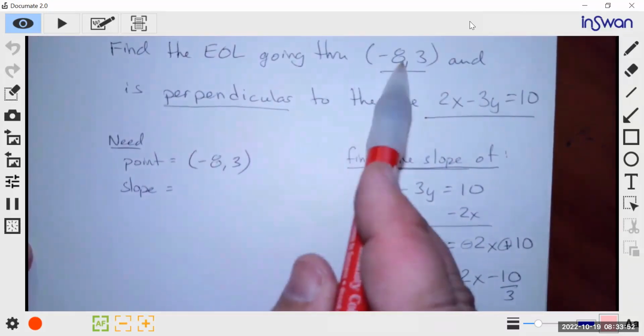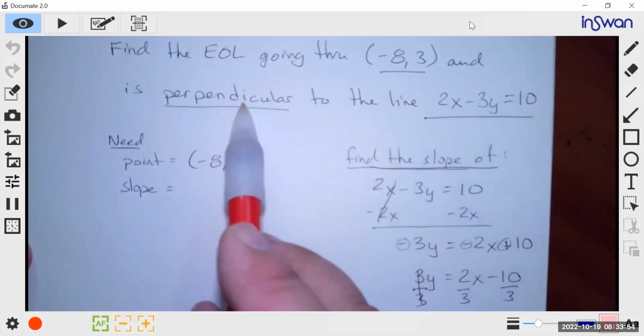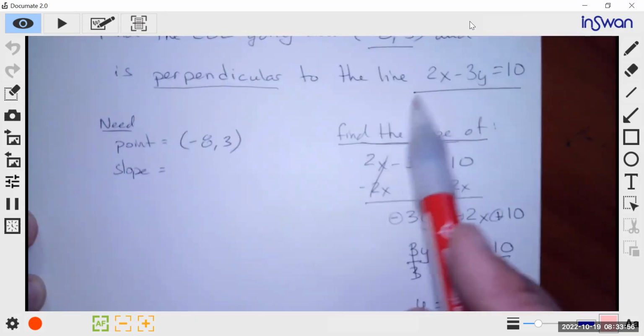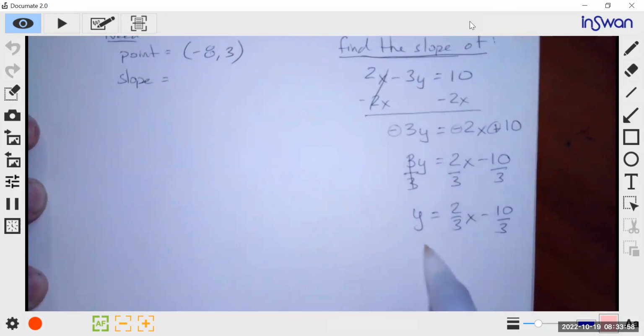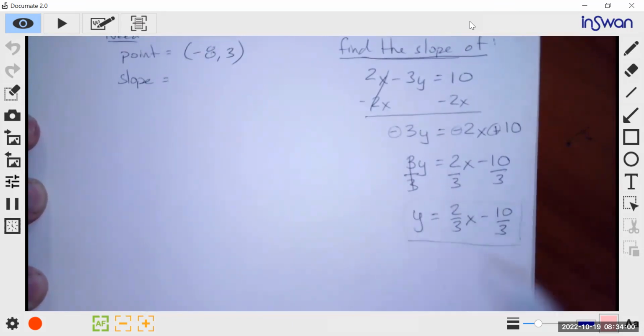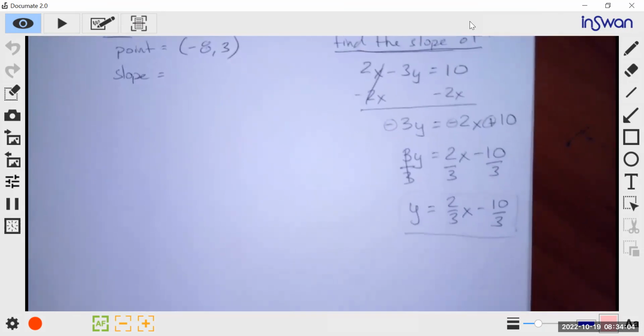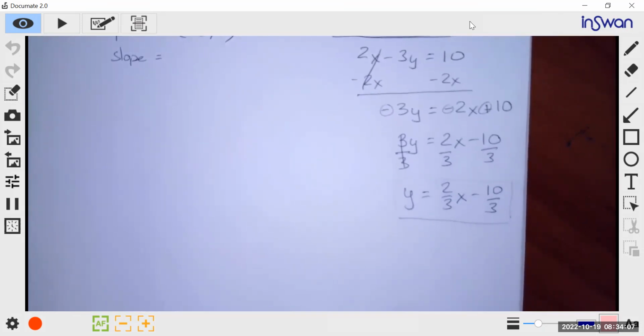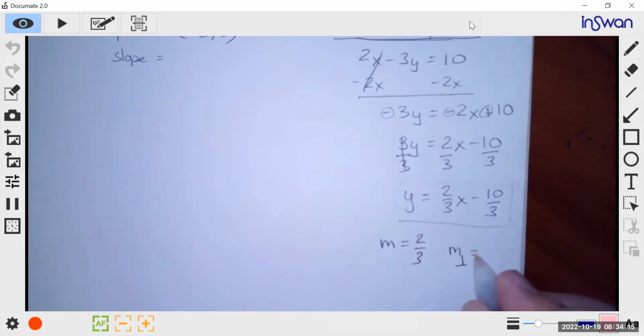Our line goes through this point, and has to be perpendicular to this one. So what's the slope of this line? Now the slope of this line is 2/3. So what is the slope perpendicular to that line? Remember, the symbol for perpendicular is upside down T.